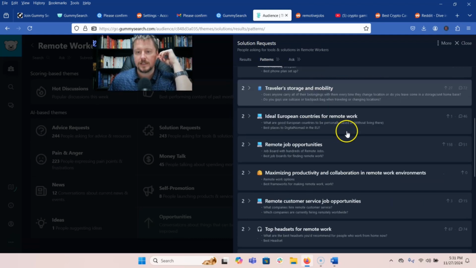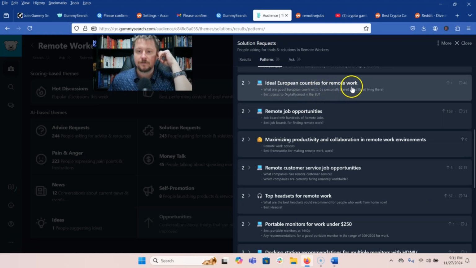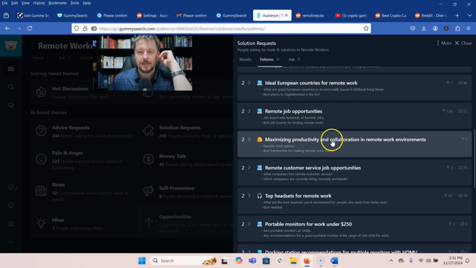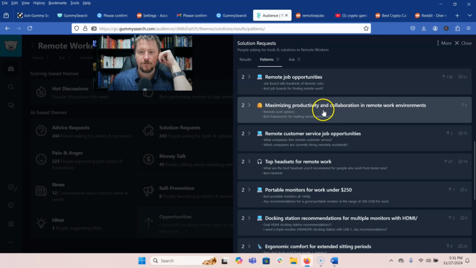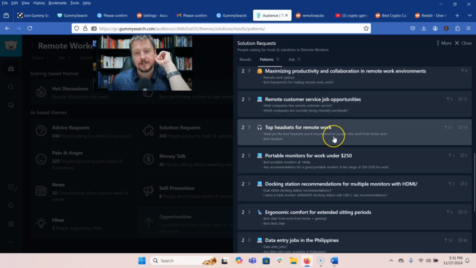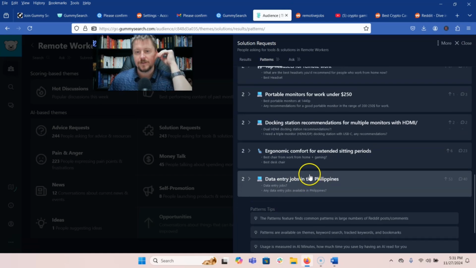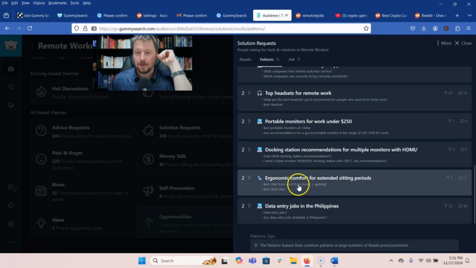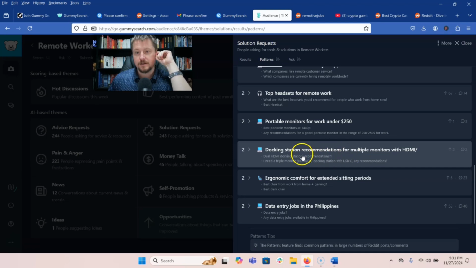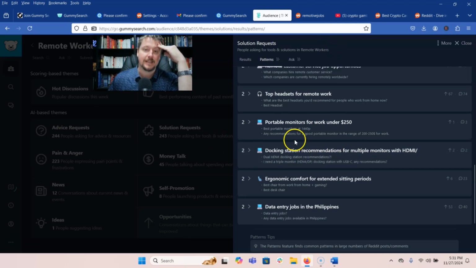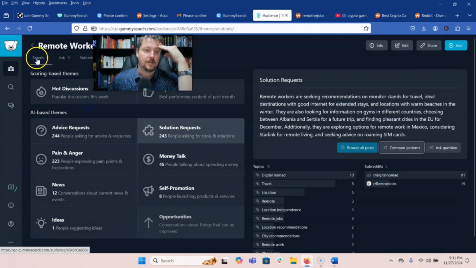Travel, storage, mobility, European countries that you can live and work remotely in, maximizing productivity and collaboration in remote environments, top headsets. Oh, this is really fire. This is really cool. How to get a job in the Philippines, how to help your back when you're sitting all the time, recommendations for multiple monitors. Wow, this gave me so many ideas. This was cool. All right, let's go back.